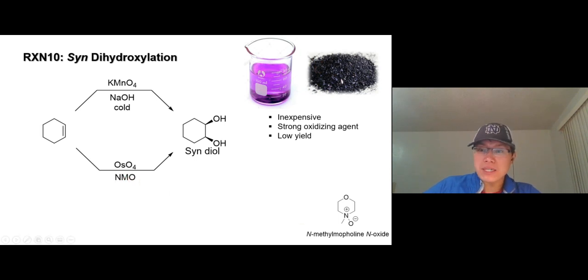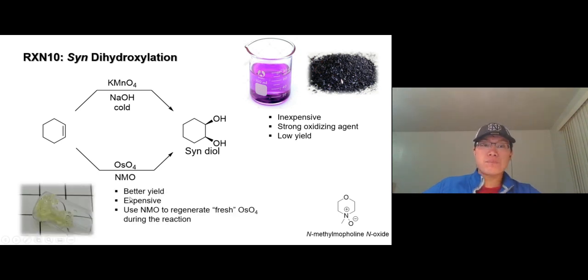NMO is down here, N-methylmorpholine N-oxide. What does it do? I'll show you later. But osmium tetroxide is an even better oxidizing agent, right? It gives you a better yield, but it's more expensive. We use NMO to regenerate fresh osmium tetroxide during the reaction. I'll show you in a bit. The only downside of osmium tetroxide, besides being expensive, is that it's highly toxic. So you've got to watch out how you use it in the reaction.